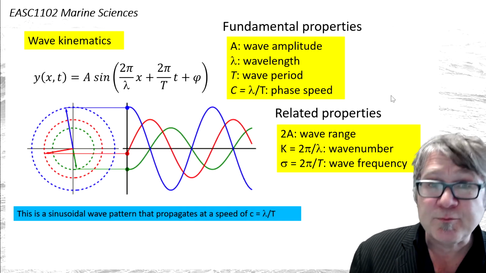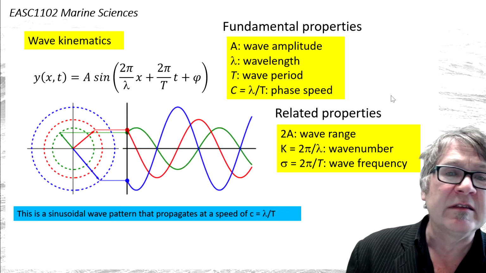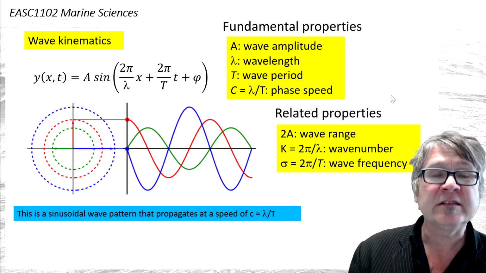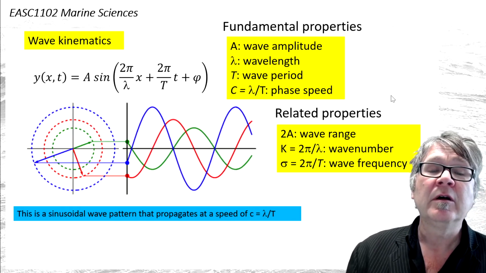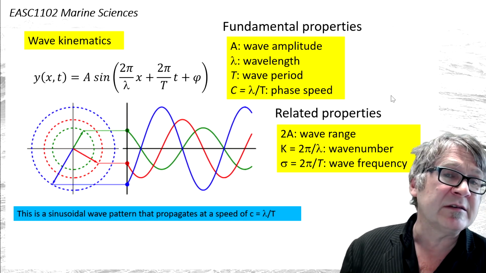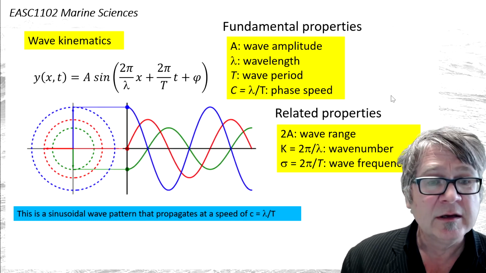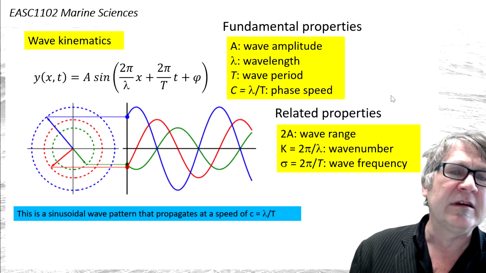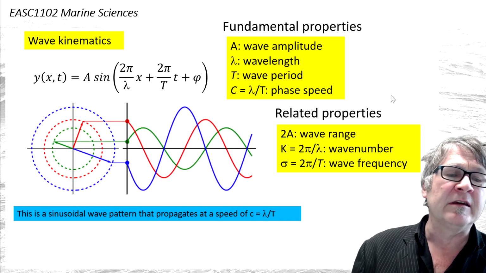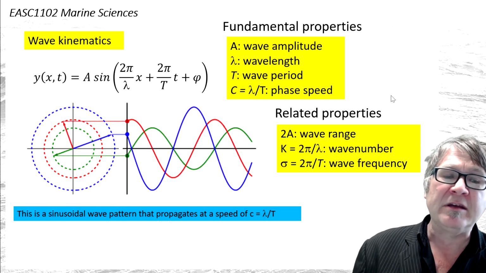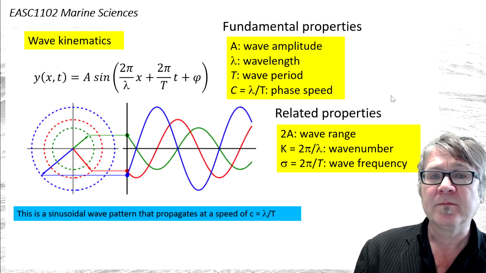So, related properties, and we will not be using that very often, but one is the wave range. It's 2 times the amplitude. We will use that in the context of tides, because there's something known as the tidal range. It's 2 times the amplitude. And then there are associated properties. 2 pi over the wavelength is called the wave number, and 2 pi over the period is called the wave frequency.